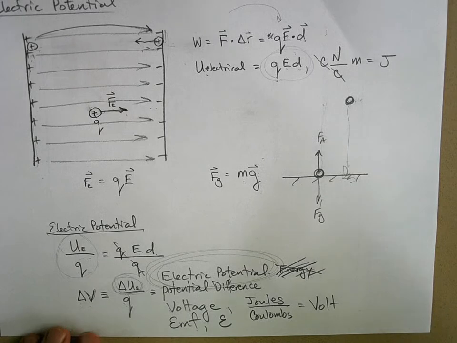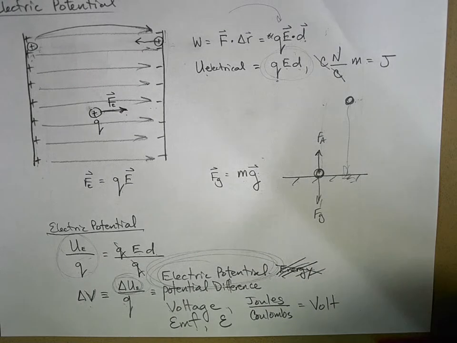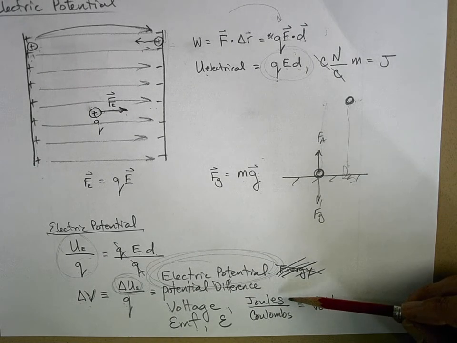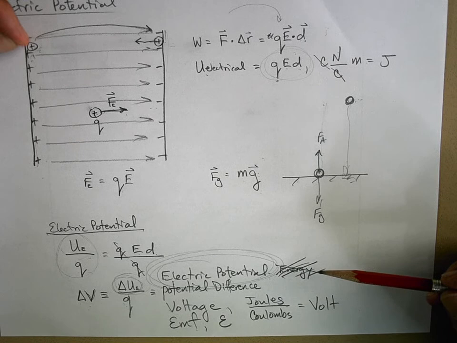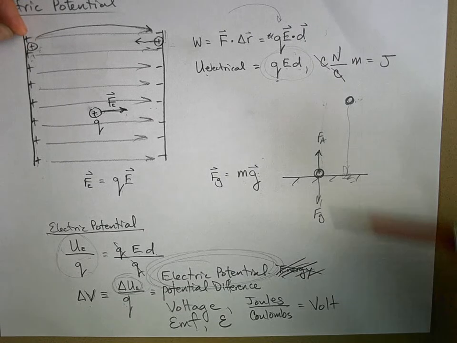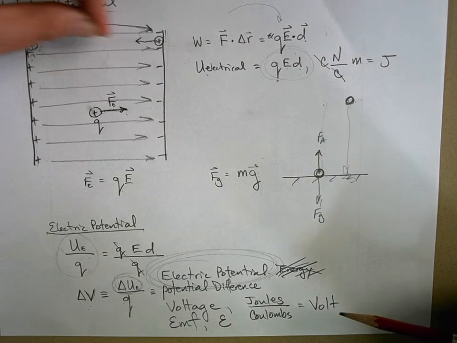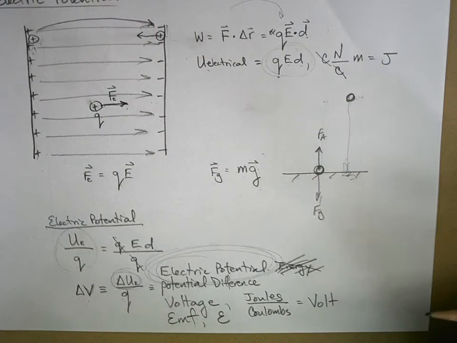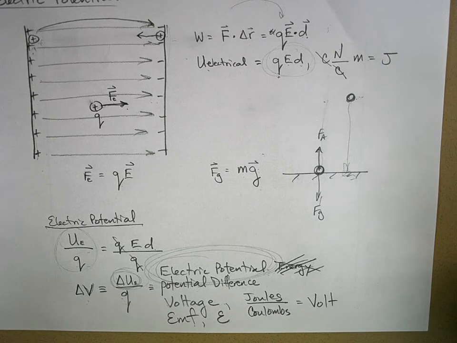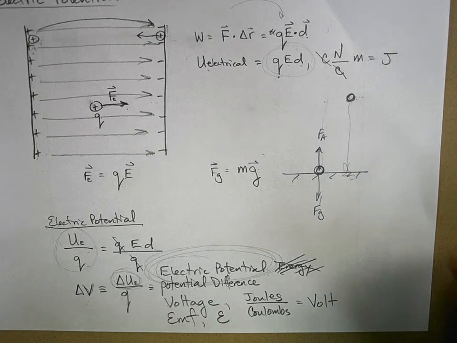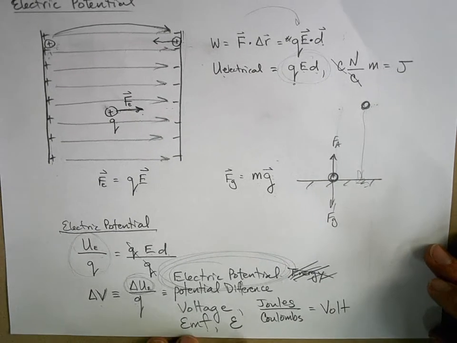So this is a volt. It's a joule of energy, of potential energy in an electric field per coulomb of charge that you move across that electric field. And so that's how you'll see voltage. That's the definition of voltage.